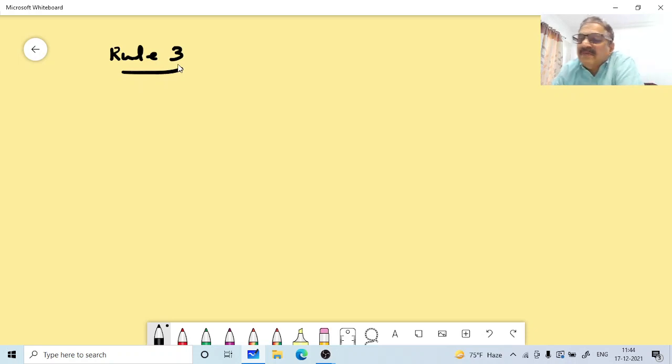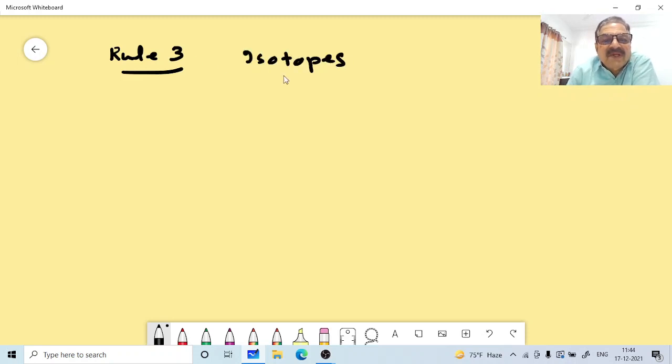Rule 3 means if 2 isotopes are bonded to the stereogenic center. What are these isotopes? Isotopes are atoms having the same atomic number but different mass numbers, as you know. Then what is mass number? Mass number is the number of protons plus the number of neutrons. Therefore an atom having different numbers of neutrons is an isotope. Now if 2 isotopes are bonded to the stereocenter, then we have to assign priorities in the order of decreasing mass number.